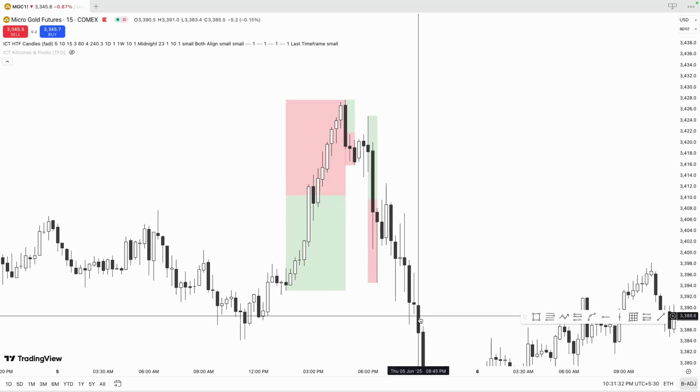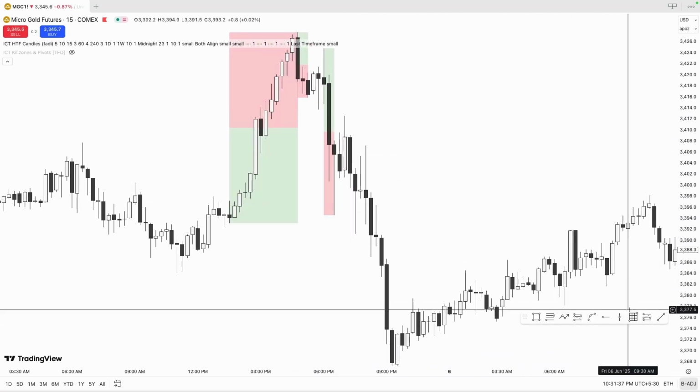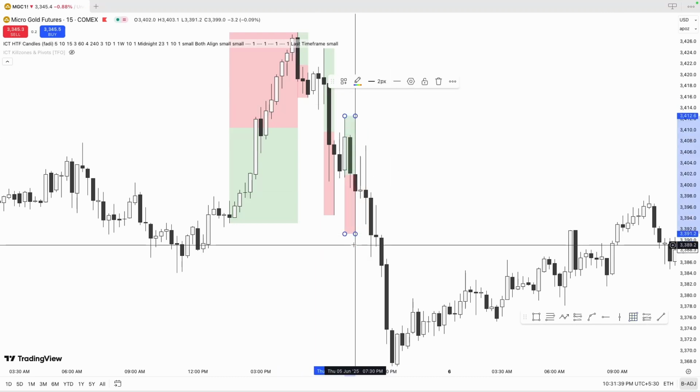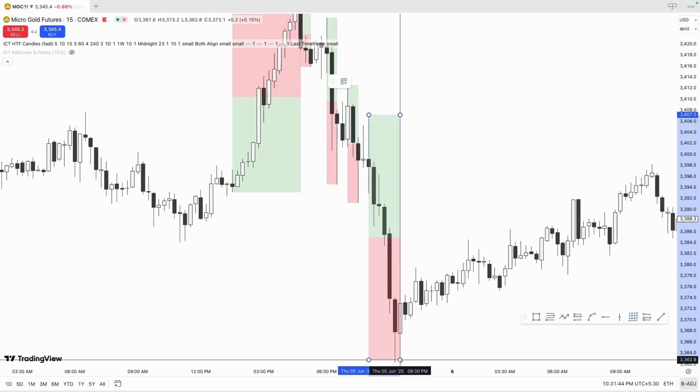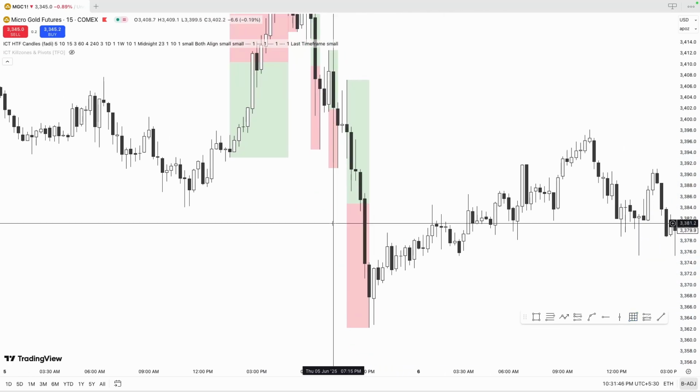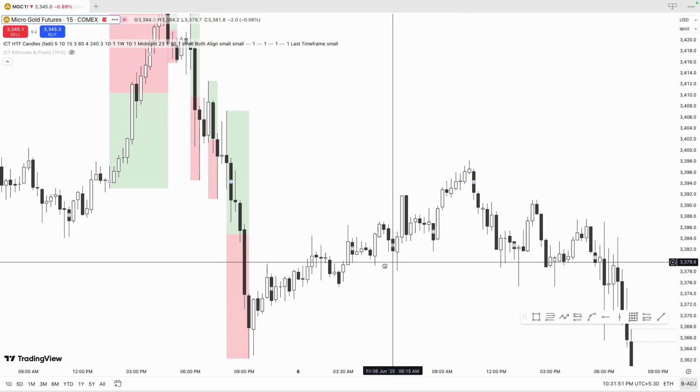Price comes to the equilibrium, pushes lower. There's your new high again. This is your new low. Price comes to the equilibrium, pushes again. This is a new high. This is your new low. And you can look for buys right here. It eventually comes to the equilibrium.